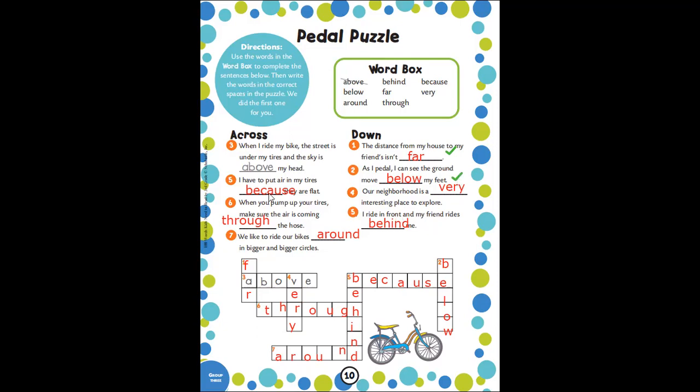Okay. Three. Four: our neighborhood is a very interesting way to explore. Okay. Five: I ride in front and my friend rides behind me.